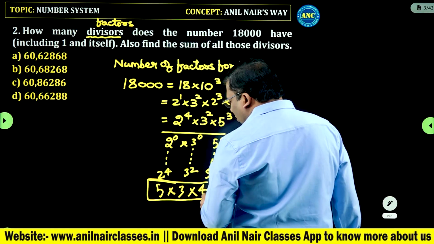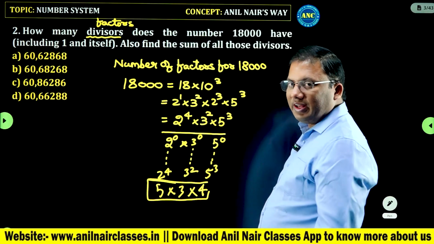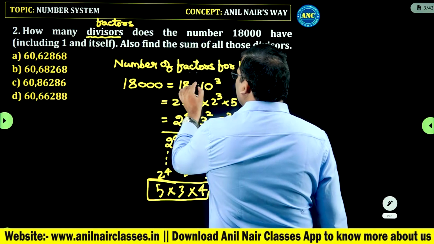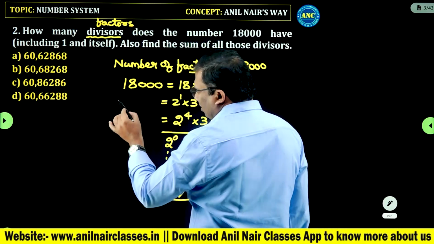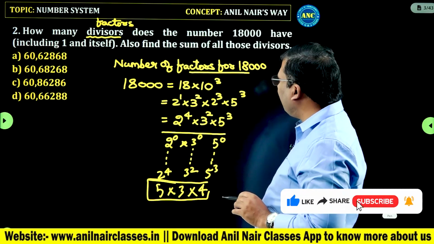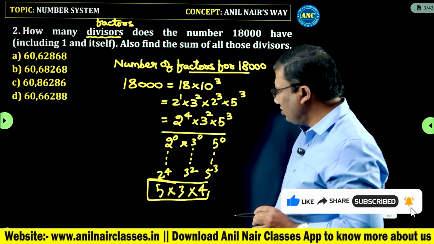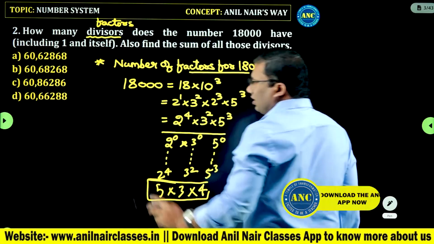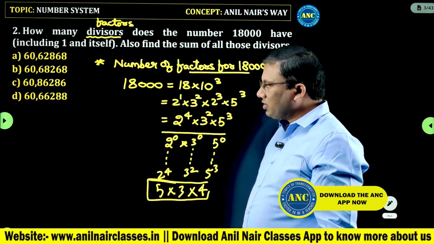5 into 3 into 4. 5 3s are 15, 15 4s are 60. How many factors are there for 18,000? 60. All the answer options got 60. Next one, also find the sum of all the factors. So first question, number of factors for 18,000, is clear to us. All the options got 60.